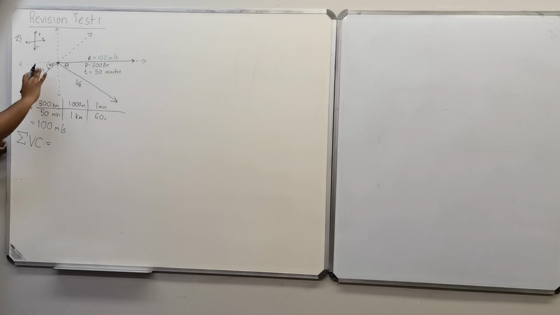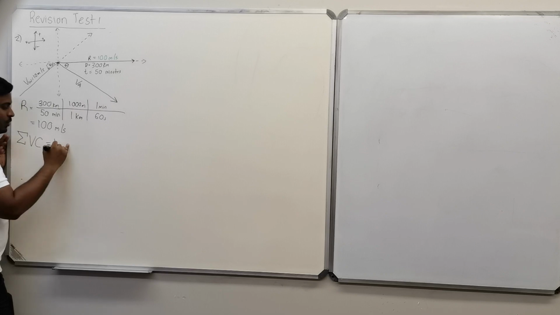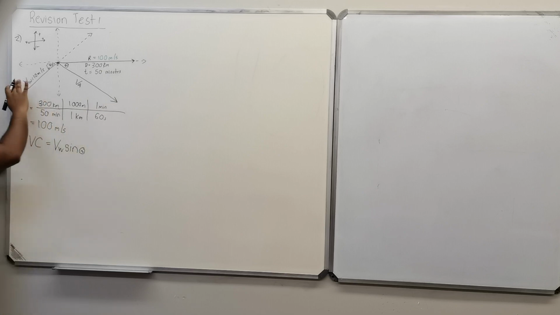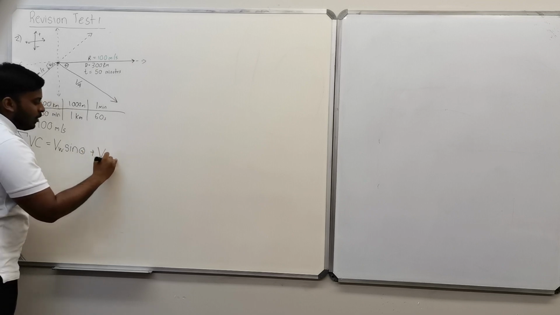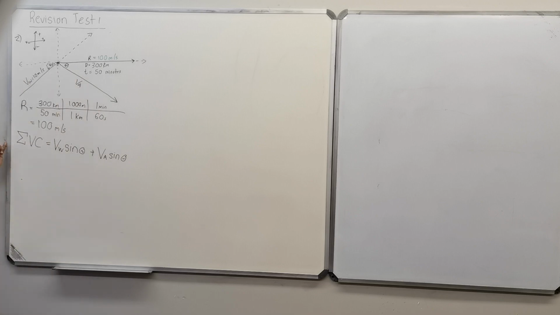Okay. So now we pretty much got everything we need. If you had to do this part here, you would say that the sum of the vertical components would be equal to VW sine of the angle for this, plus velocity of your aeroplane sine of whatever that angle is.